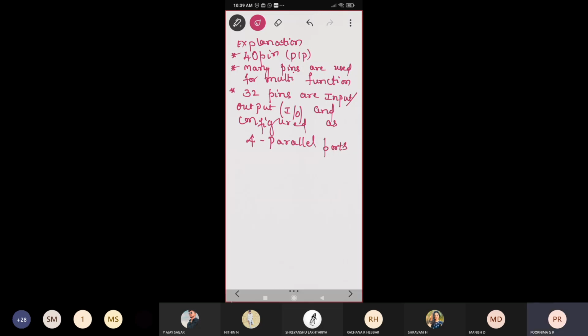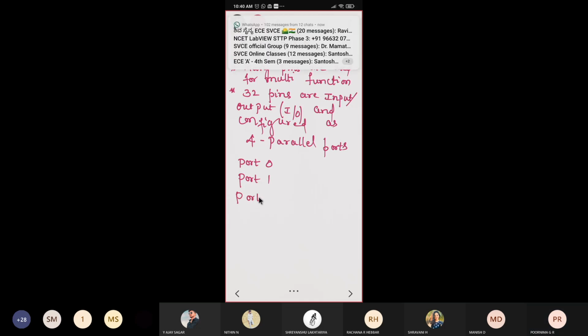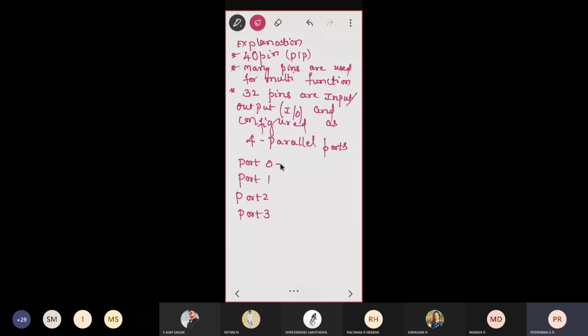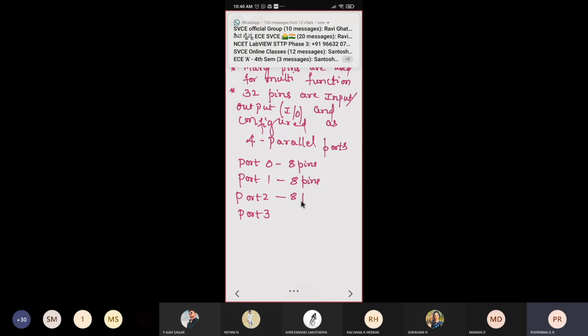When the 32 pins are configured into 4 parallel ports, how will you represent them? As port 0, port 1, port 2, port 3. This is how we will represent them. Port 0 is of 8 pins. Port 1, 8 pins. Port 2, 8 pins. Port 3, 8 pins.